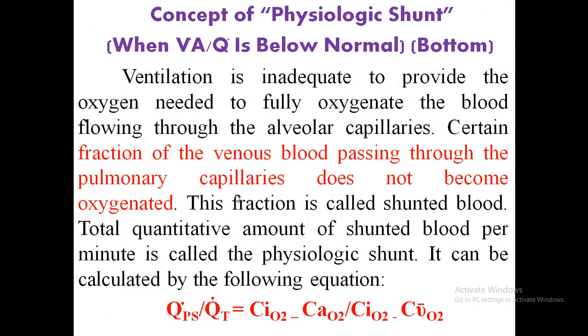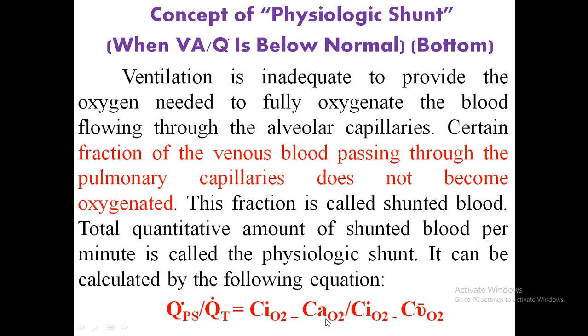Now that is the concept of the physiological shunt and the physiological dead space. When the ventilation is inadequate to provide the oxygen needed to fully oxygenate the blood flowing through the alveolar capillaries, a certain fraction of the venous blood passing through the pulmonary capillary does not become oxygenated. This fraction is called shunted blood. The total quantitative amount of shunted blood per minute is called the physiological shunt, and it can be calculated by this equation.